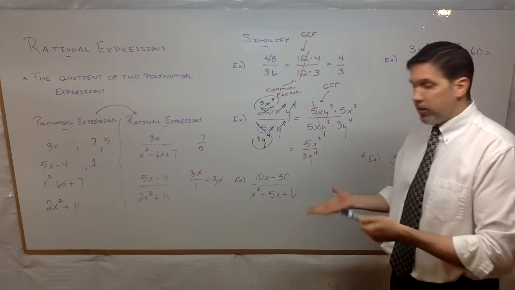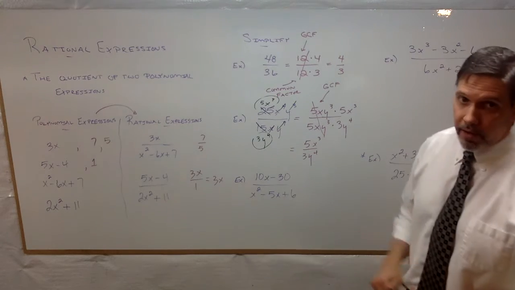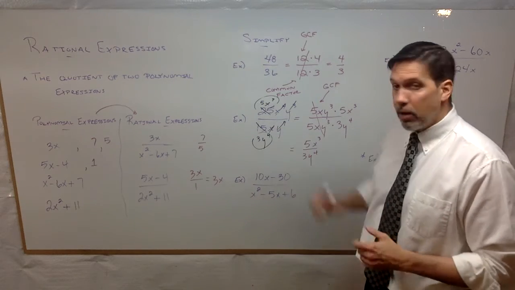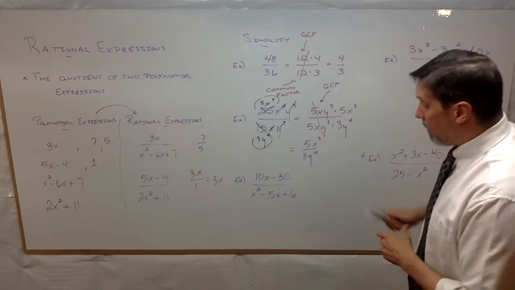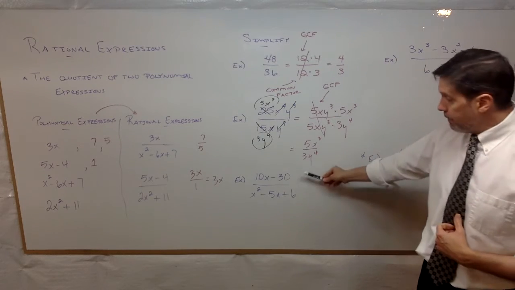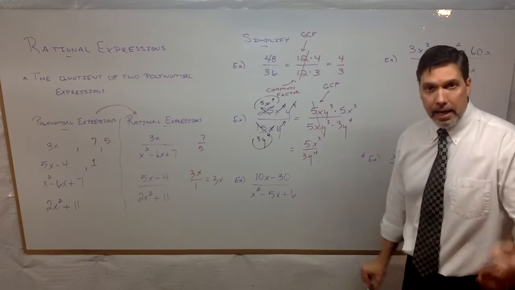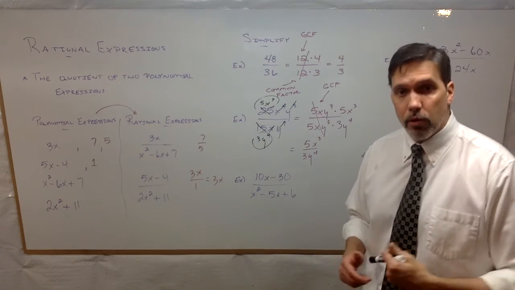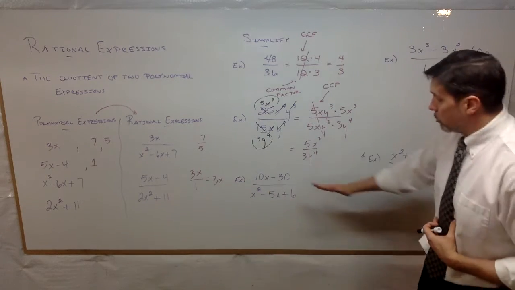Now when you get to binomials and trinomials, we have to be careful. We cannot start canceling right away like we did up here. What you have to look at are the factors, which means, bottom line, you have to factor both numerator and denominator in order to see what the common factors are before you can cancel. What people want to do is just jump right in.